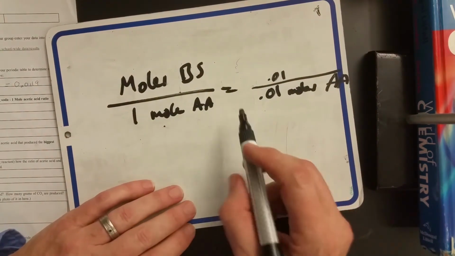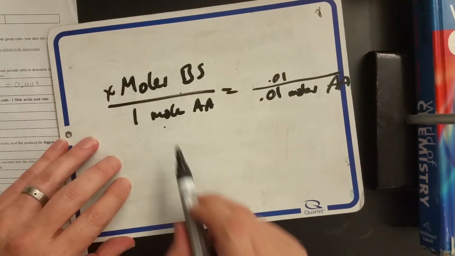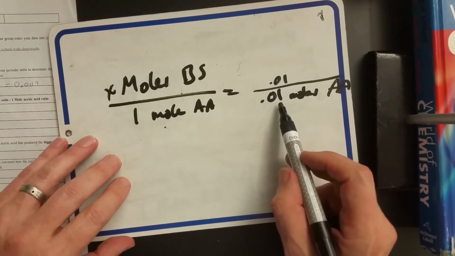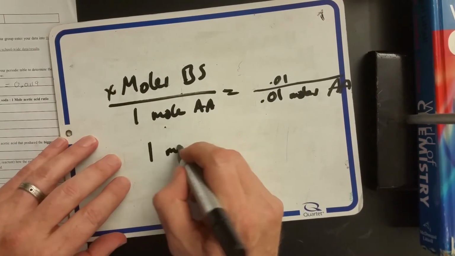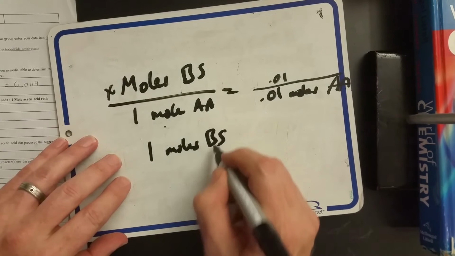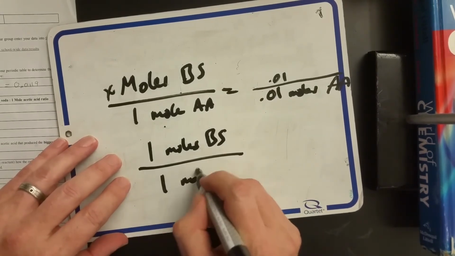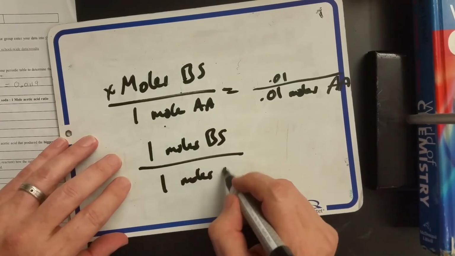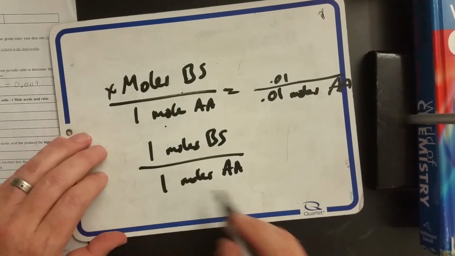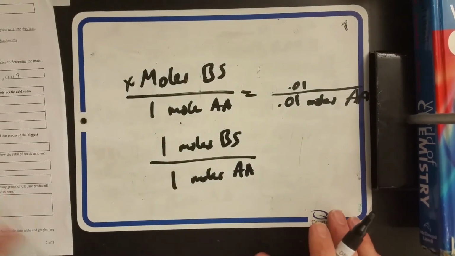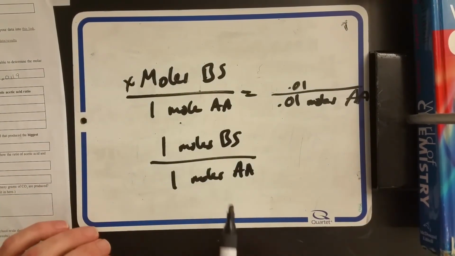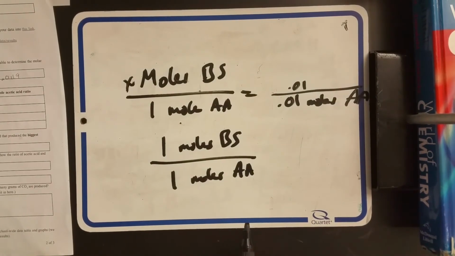You can cross multiply and divide. This is the number we want to know. 1 times 0.01 divided by 0.01 is going to give me 1 mole of baking soda for every 1 mole of acetic acid. So 1-to-1 ratio there for that one. You're going to calculate out each one of those. You've got 4 different trials. You need to calculate all 4.